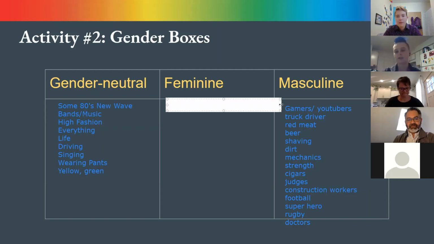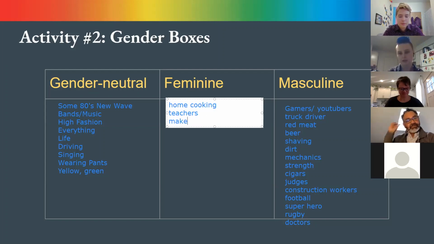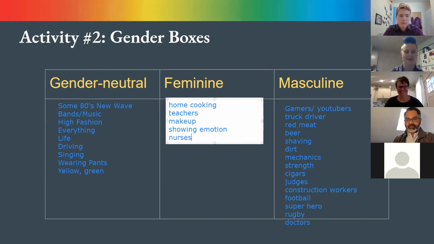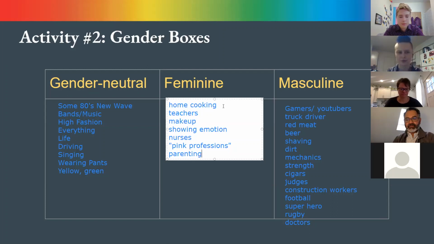Yes. Home cooking is feminine, like Amy said, but most chefs are cis men. So professional cooking is masculine, but home cooking is feminine. Makeup, teachers, showing emotion, nurses. The pink professions, nurses and teachers, yep. Parenting, that's considered to be very feminine. Dental assistants. Yeah, just assistants in general, right? Whether it's dental, admin, anything.